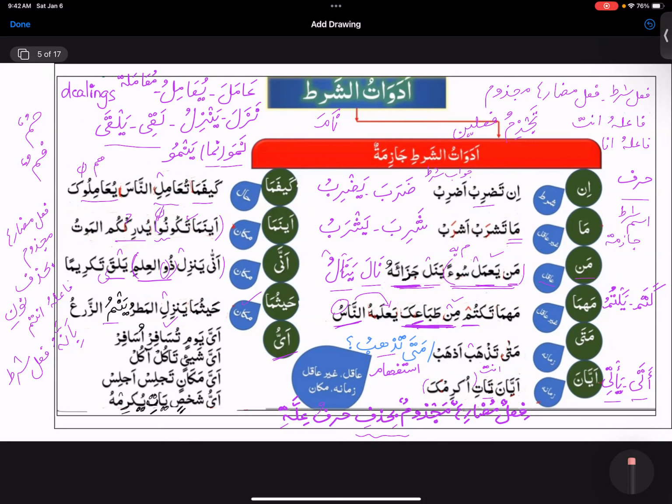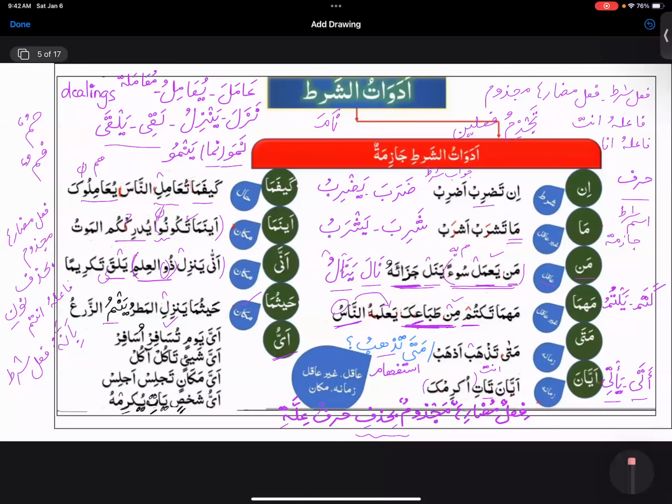Ayyu shaksin yaati yukrimhu. What would be the translation? Whoever will come will be honored, right? Yukrimhu, who will be? He honors him. They will honor him. Say the translation properly for the whole sentence.